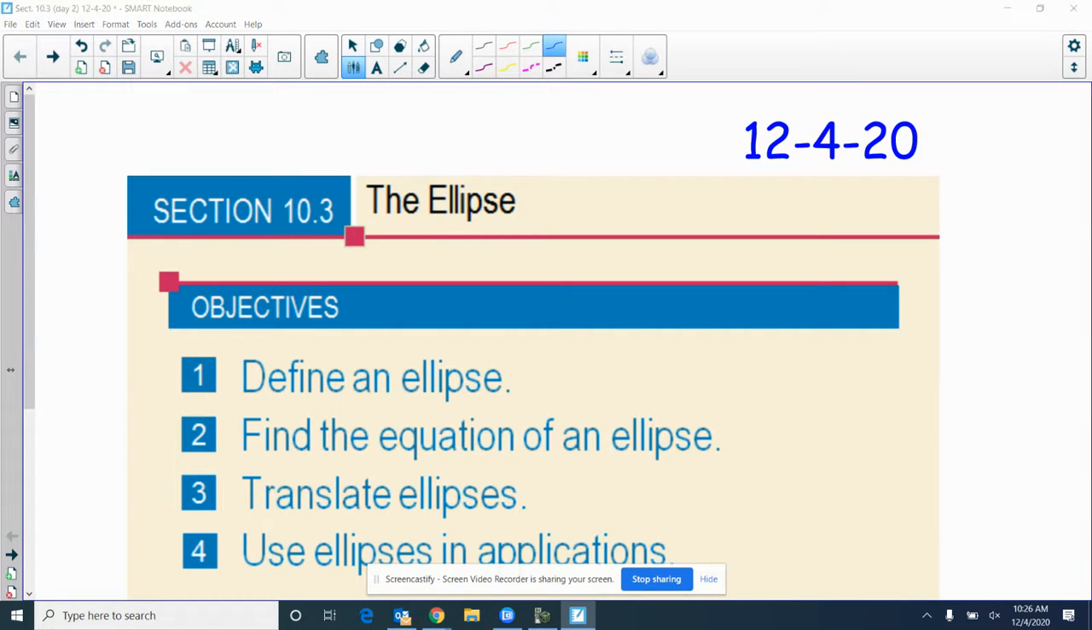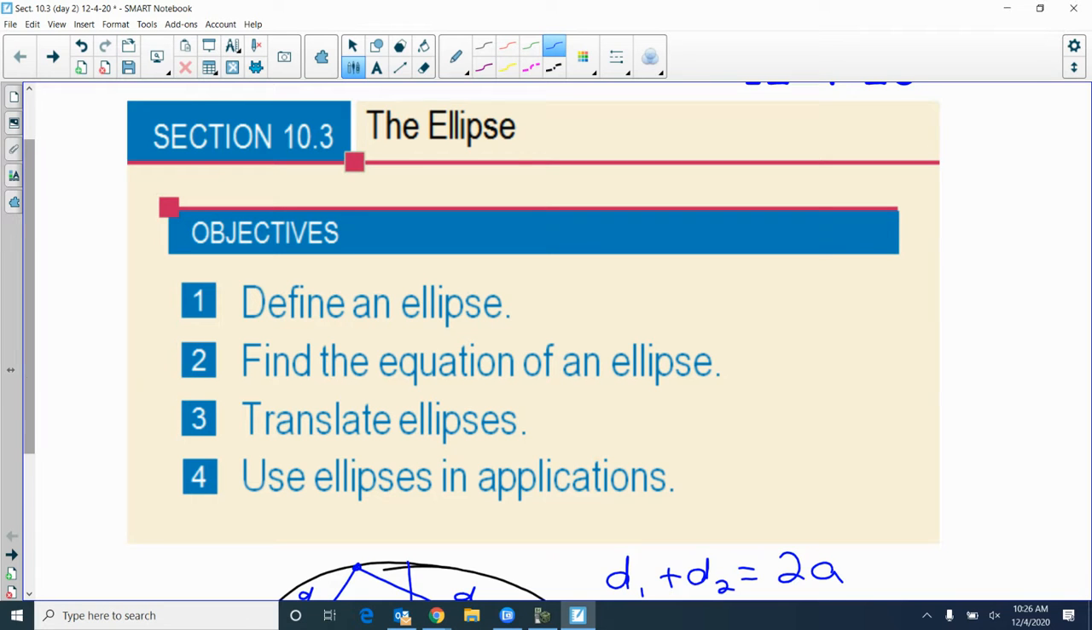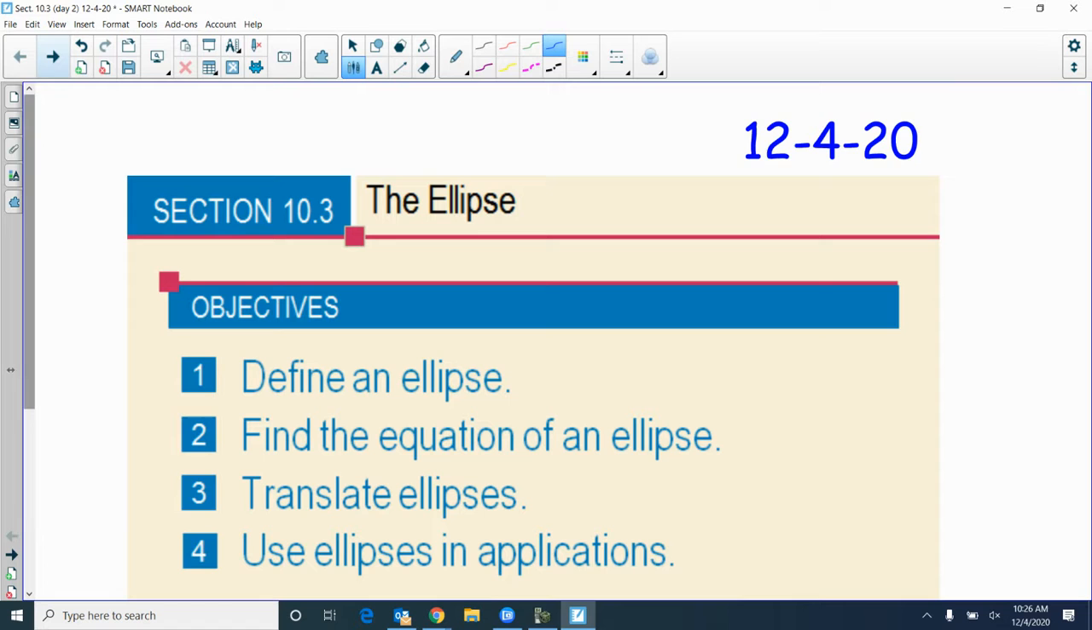Okay, now that we're recording here, we're going to finish up on section 10.3. You started talking about ellipses yesterday, and we talked about how the sum of the distances from any point on the ellipse to the two foci has to be equal to 2a. So that's going to come back at some point.